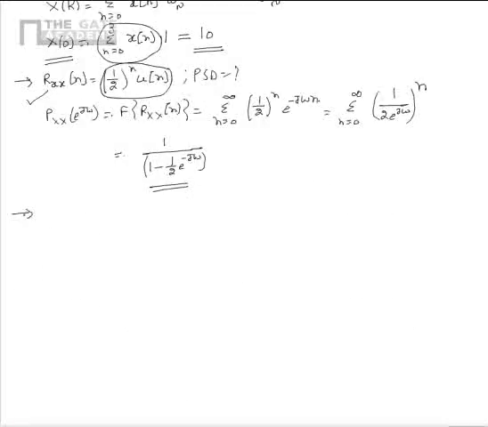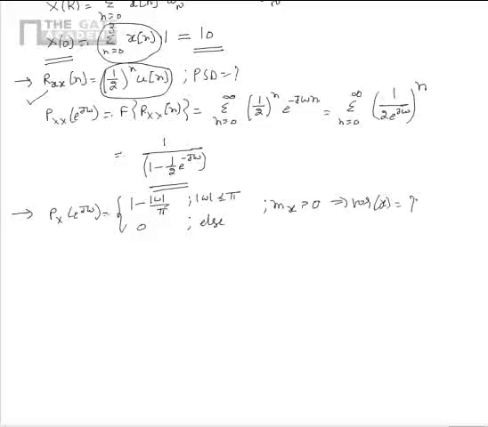Now let us consider another problem, in which the PSD of a discrete time signal is given as Px(e^jω) equal to 1 − |ω|/π for |ω| less than or equal to π, and 0 otherwise. It's given that the mean of the signal x[n], that is mx, is equal to 0. From this, we need to find the variance of the signal x[n].